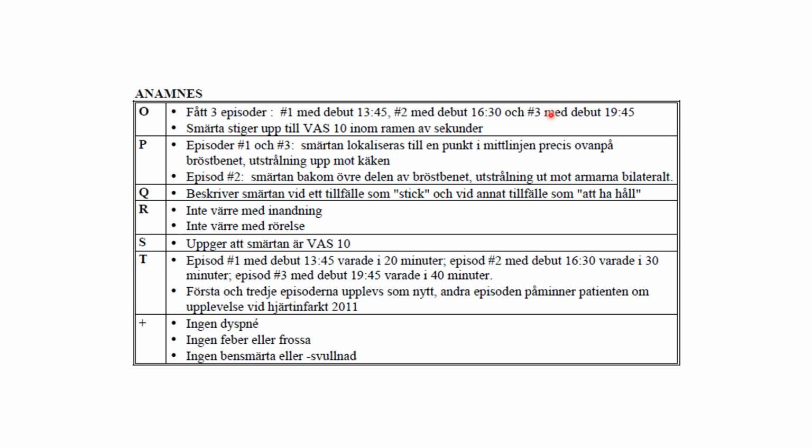The localization was to begin with in the central chest, and then up towards the jaw, with the first and the third episode. But the second episode was pain behind the chest, and then radiation towards bilateral arms. She describes it as a kind of prickling pain, and there's nothing she can do to make it worse or better. She has an NRS of 10. The first and third episodes felt like the pain that she had during her ACS.